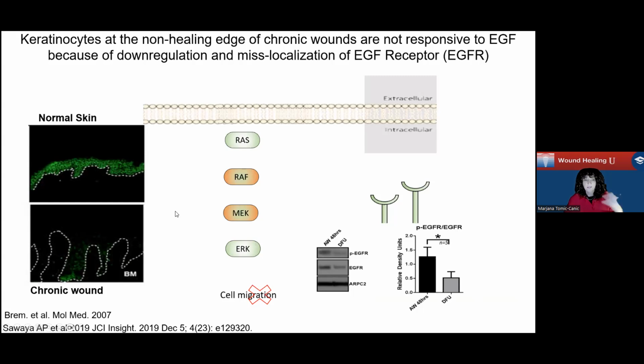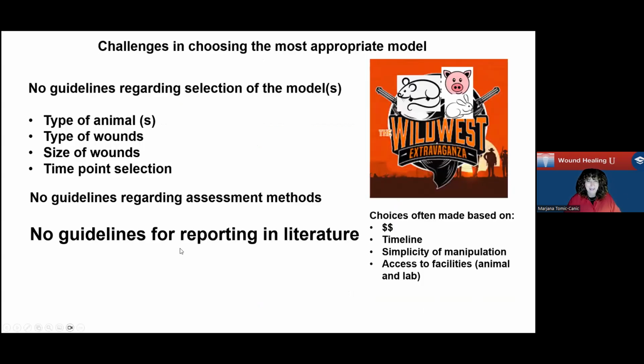And now you can develop different ways of reconstituting this EGF receptor and sending it back to the membrane, but that's not the topic of this talk. And so, challenges in choosing the most appropriate model: choices, unfortunately, are often made based on costs, timeline, simplicity of manipulation, and access to facility, right? It's not about what you are testing.